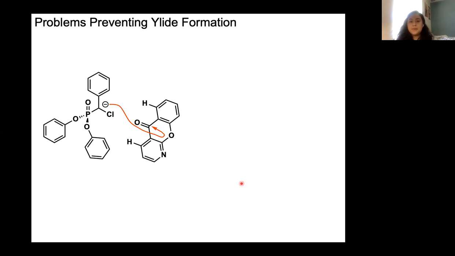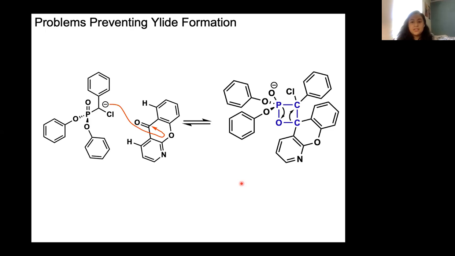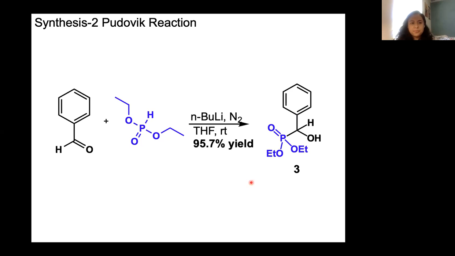So there are a couple of problems preventing the ylide formation. A Horner-Wadsworth-Emmons reaction creates this beautiful four-membered ring molecule. And because this is a very sterically hindered molecule here, all of these hydrogens are repelling this azaxanthone molecule. There's not enough space for this reaction to occur, and I didn't see any quantitative yields of the product. I wasn't even able to isolate the ylide formation, or any transition states or intermediates.